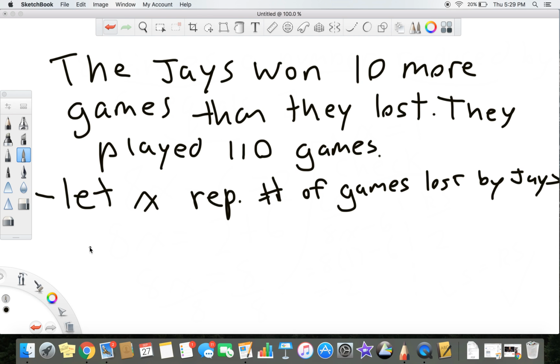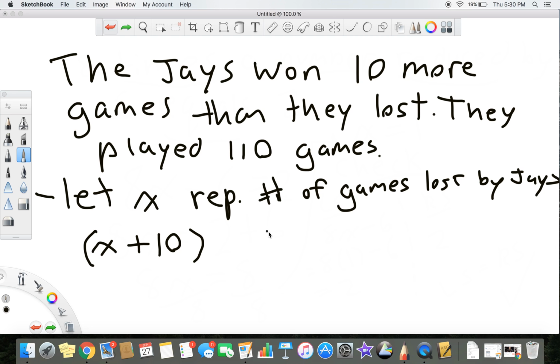Okay, so they won 10 more games than they lost. We know that the amount of games they lost plus 10 is going to equal the amount of games they won, right? Because the Jays won 10 more games than they lost. This is the games they lost. This is the 10 more. So this is the amount of games they won.